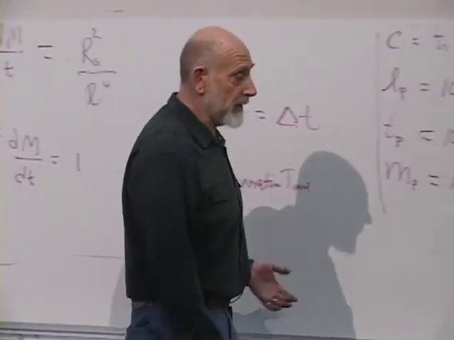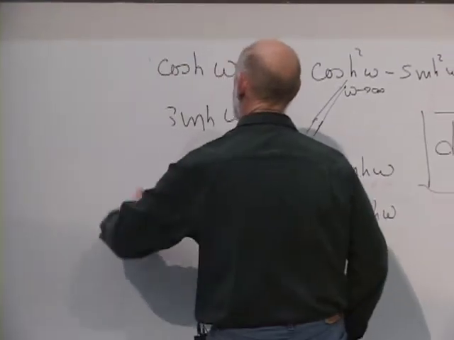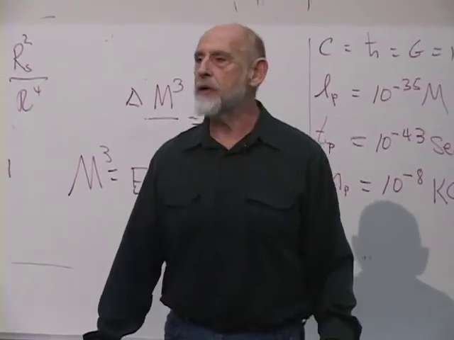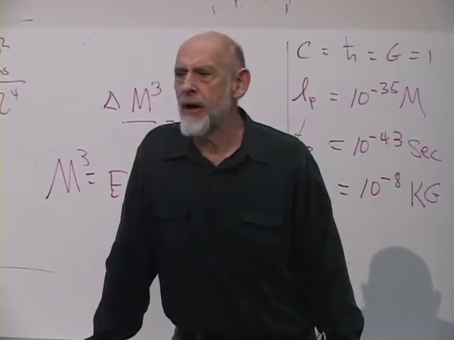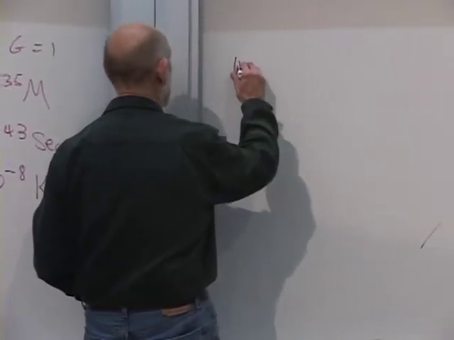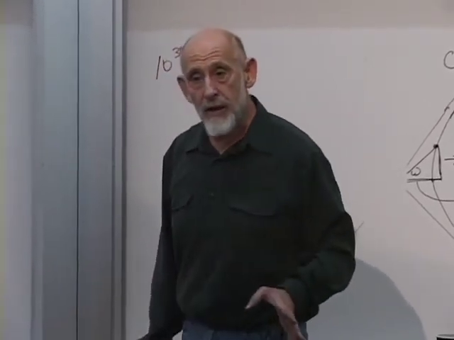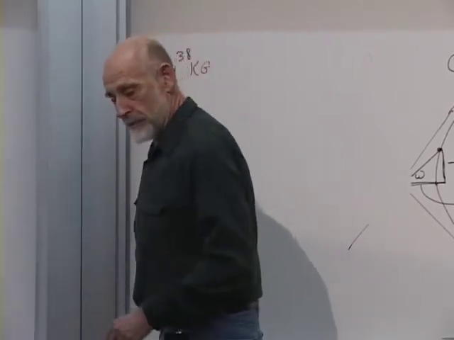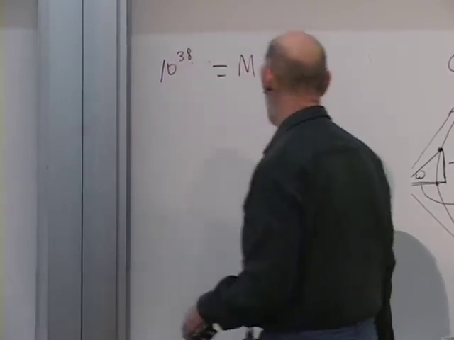How long is it? All right, let's plug in some numbers. A solar mass black hole. What's the solar mass? 10 to the 30th kilograms? So now we have to work in Planck units. We did this in Planck units. How many Planck masses is that, 10 to the 30th kilograms? 10 to the 38th, because a Planck mass is 10 to the minus 8th kilograms. So 10 to the 38th Planck masses is the mass of the sun. That symbol stands for sun.